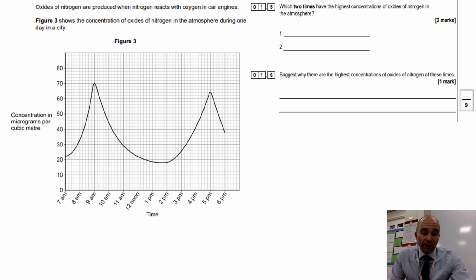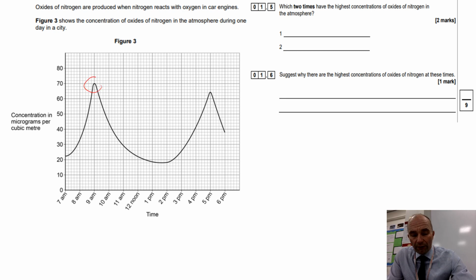Now again, we've got more data to look at, and we're looking at the concentration of nitrogen oxides in a city from 7 o'clock in the morning till 6 o'clock at night. The question also tells us, and this will help us later in the question, that these oxides of nitrogen are produced when nitrogen reacts in a car engine. So 1.5, which 2 times have the highest concentrations of oxides of nitrogen in the atmosphere?